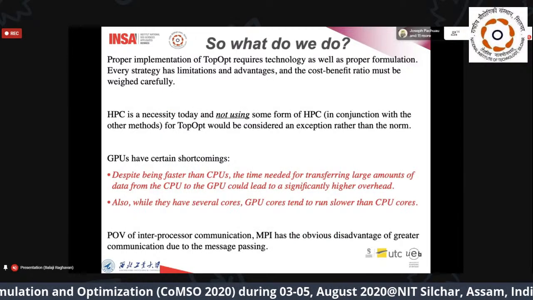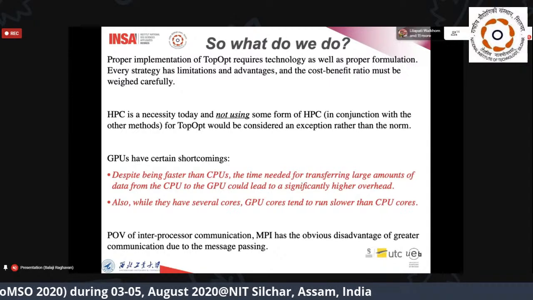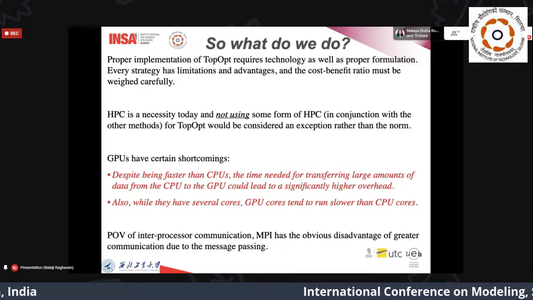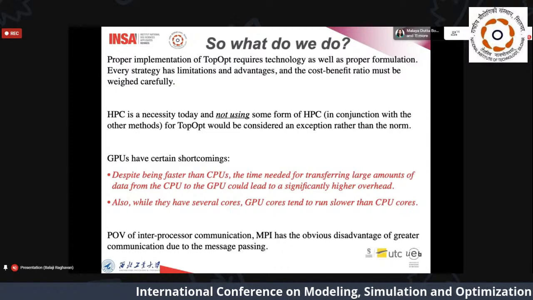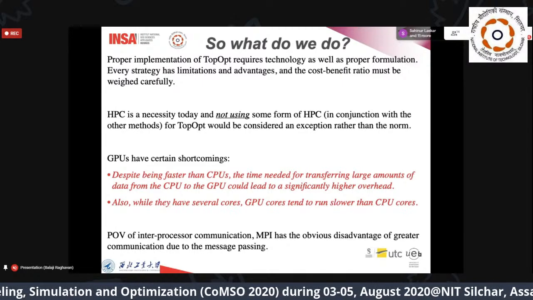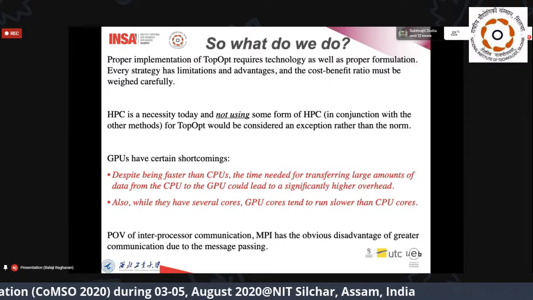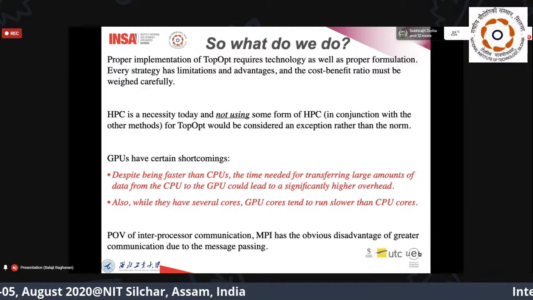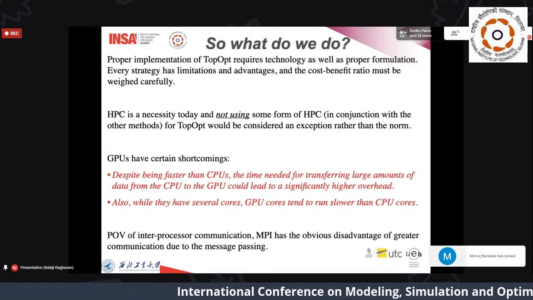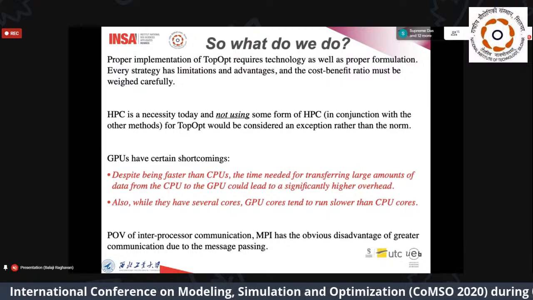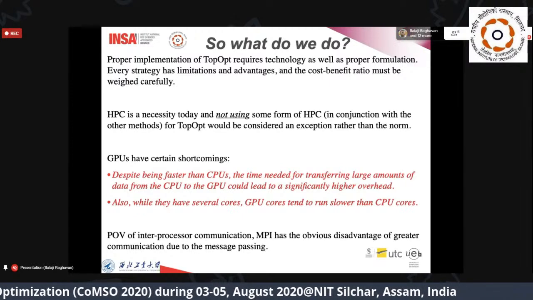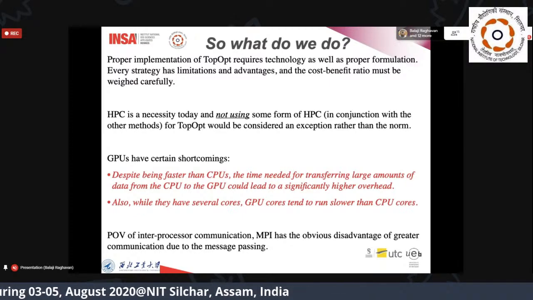So what do we do? And this is what is important. Proper implementation of topology optimization requires technology as well as formulation. Each strategy has limitations and advantages. HPC is a necessity. If you're not using some form of HPC, that would be an exception rather than the norm. GPUs are not the holy grail. They are faster than CPUs, but the time needed for transferring large amounts of data from CPU to GPU could lead, because you need a CPU still, to significantly higher overhead. Although they have several cores, a GPU core is going to run slower than a CPU core. And also GPUs are prone to memory issues.